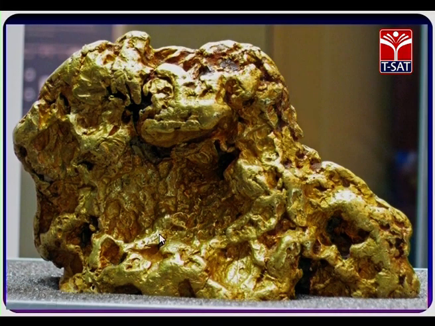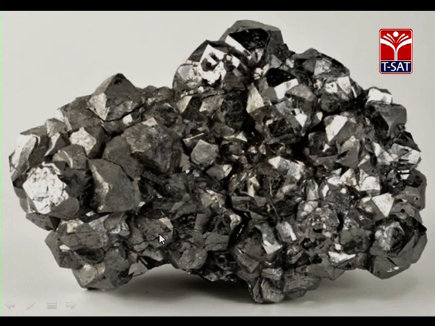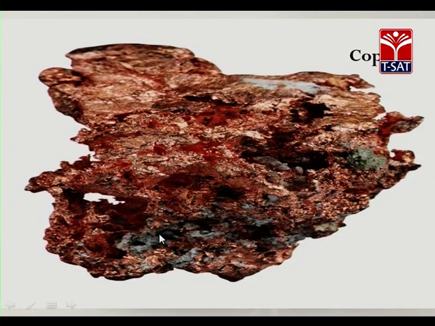So, this is the way gold is obtained in nature. This is a gold metal which is extracted from the earth's crust. This is pure silver metal which is obtained in the earth's crust. This is copper. This is the way it is obtained from the earth's crust.